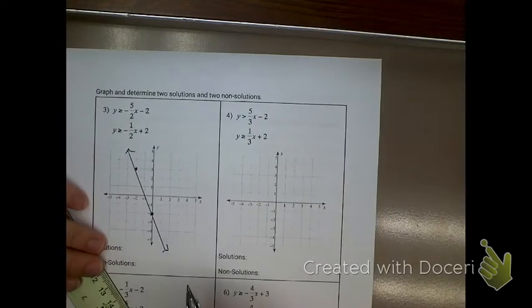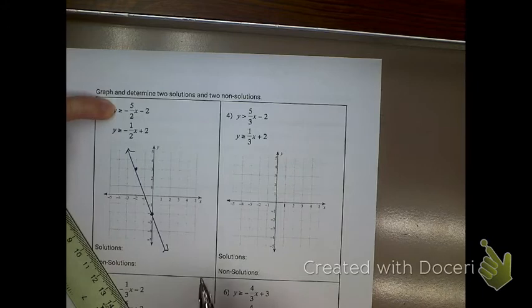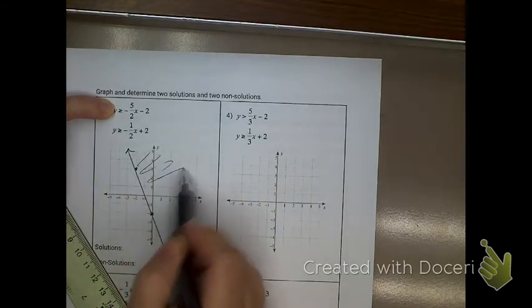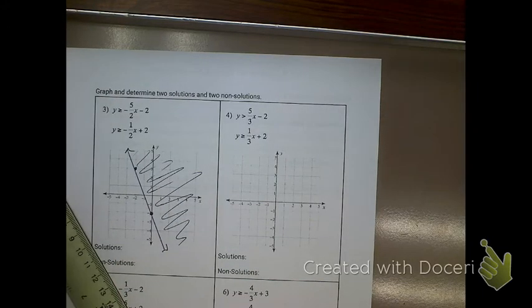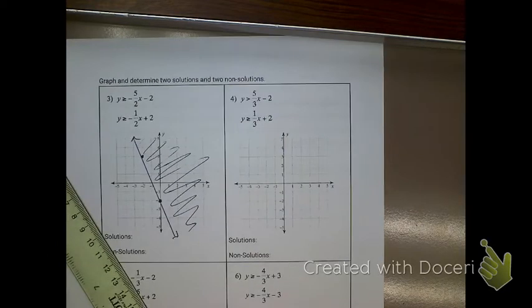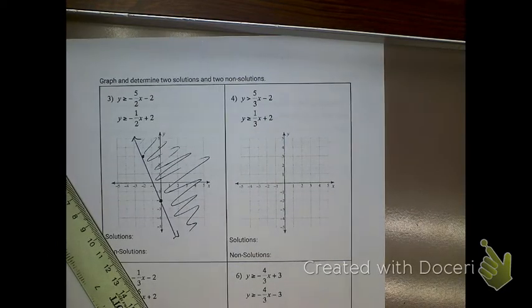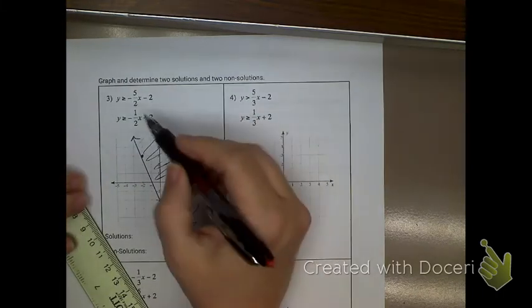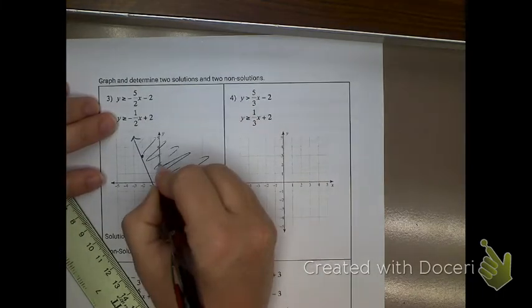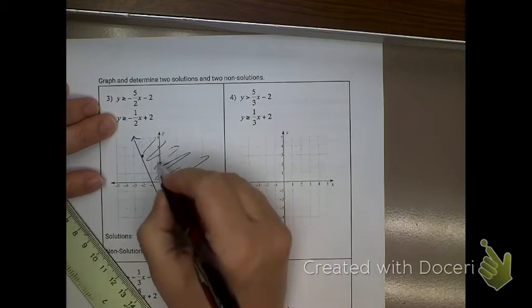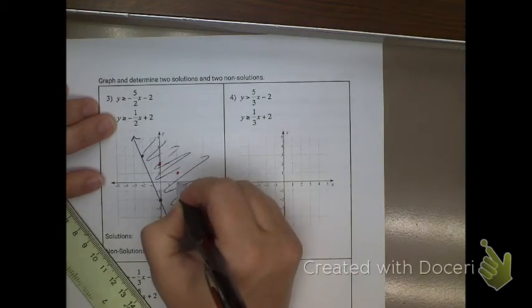And then my other line, by the way, that's greater than or equal to, so technically we are shaded above that line. Okay? Doesn't need to be a super fancy shading, just get the general gist of it. I'm going to use a different color for the other one. So the other one, I need to do a positive 2 as my y-intercept, and I need to go down 1, right 2, down 1, right 2.